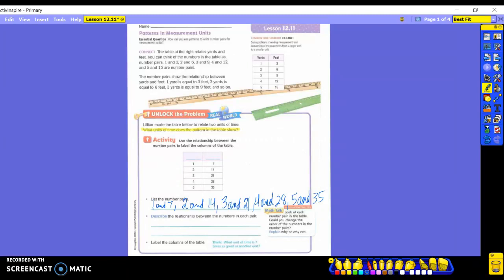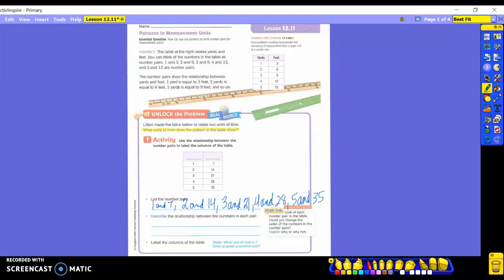Now, once we have done that, we have to describe the relationship between those numbers in each pair. What do we know with 1 and 7? What do we know with 2 and 14, 3 and 21, and so on? Morgan? So the second number is how many times greater? 7 times greater than the first.